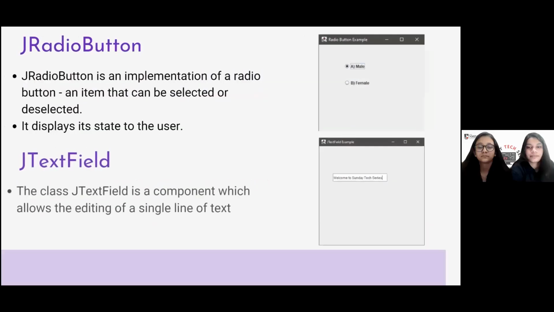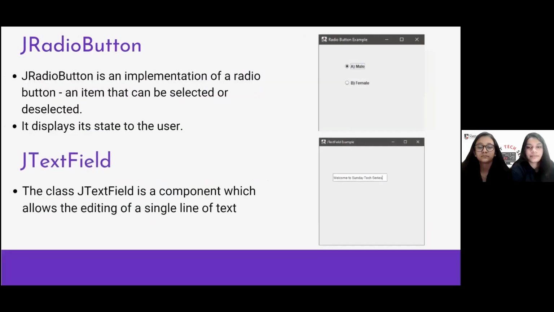The next component is JRadioButton. The JRadioButton class is used to create a radio button. It is used to choose one option from multiple options. It is widely used in exam systems or quizzes. Next is JTextField. It is a part of the Java Swing package. The class JTextField is a component that allows editing of a single line of text. It inherits the JTextComponent class and uses the interface SwingConstants.